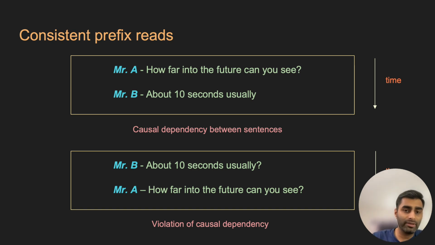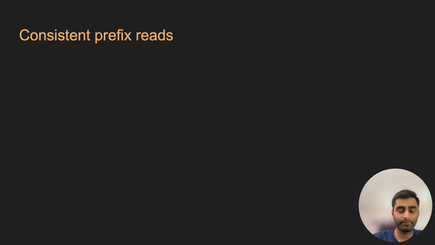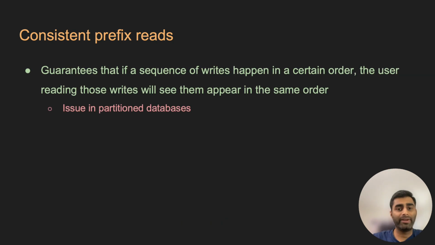So to the observer, it looks like Mr. B is answering the question before Mr. A has even asked it. This is what violation of causality means. Preventing this kind of anomaly requires another type of guarantee, which is known as consistent prefix reads. This guarantee says that if a sequence of writes happen in a certain order, then anyone reading those writes will see them appear in the same order.